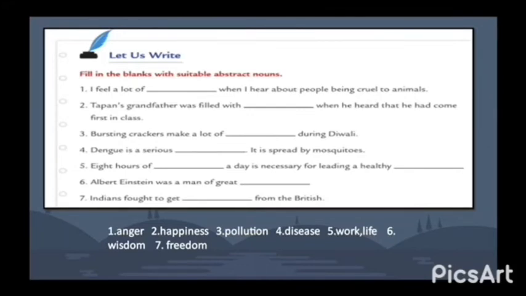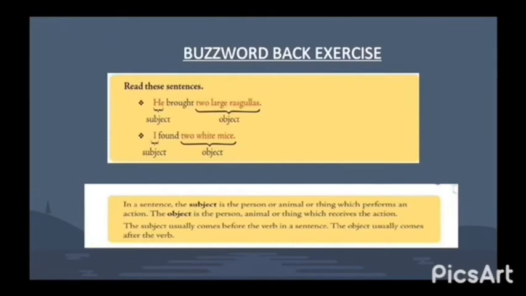Moving further. This is the back side of the book work. This is a very small topic which we are going to discuss now. Read these sentences. He brought 2 large rasgullas. So who brought 2 large rasgullas? He. Whenever we are talking about a person who is doing the action, that is the subject of the sentence. And a thing which is actually receiving that action is your object. What did he bring? He brought 2 large rasgullas. So rasgullas are being brought. So those are the object here.